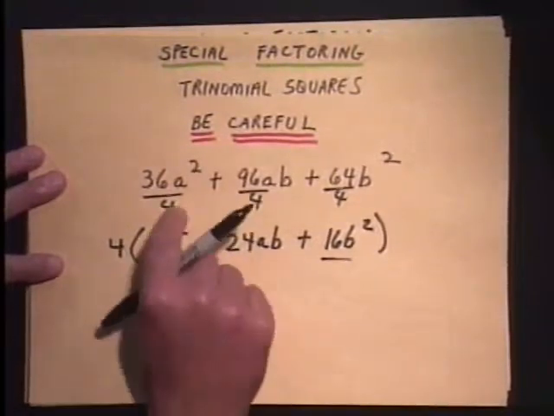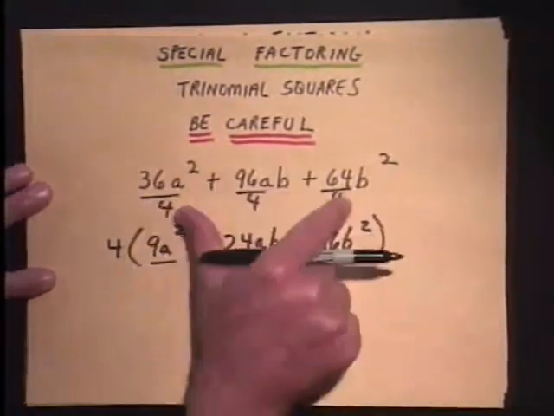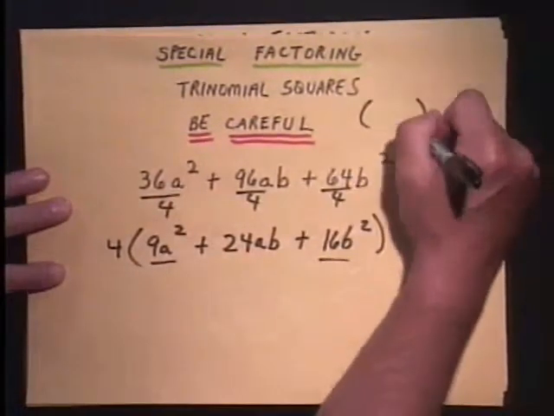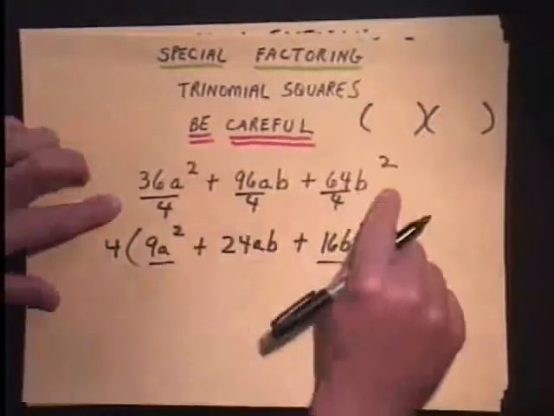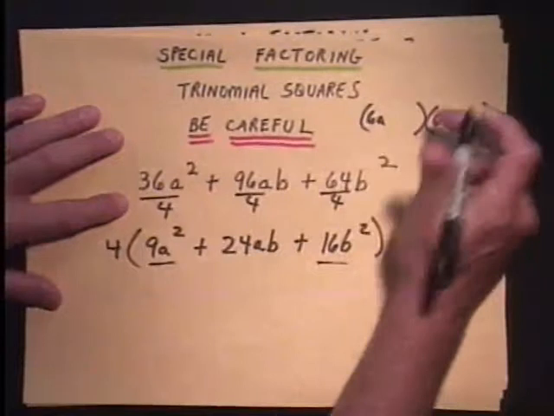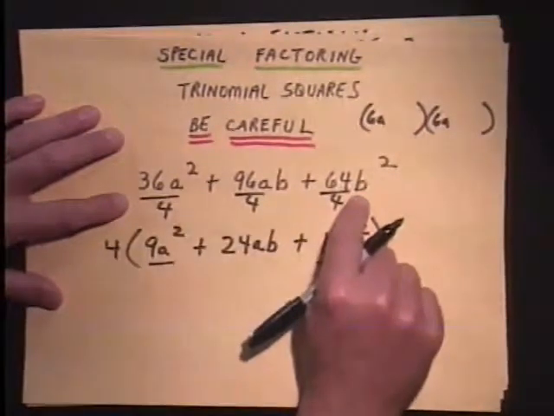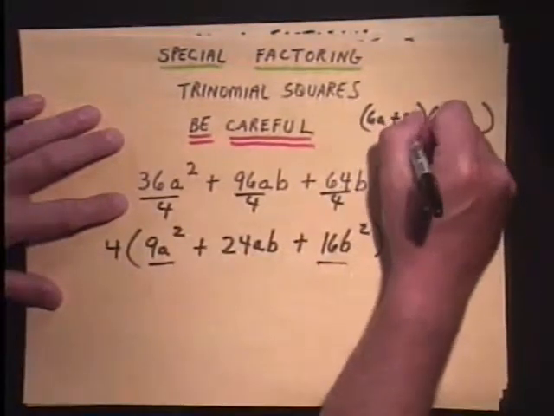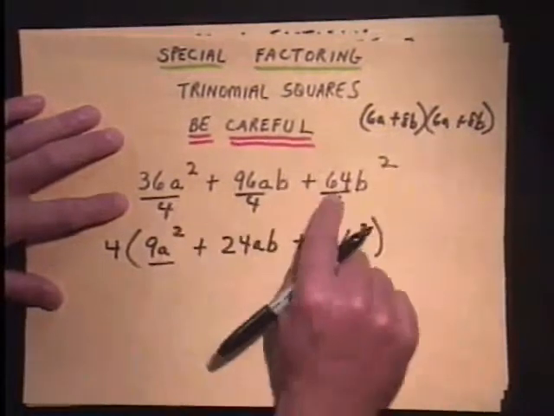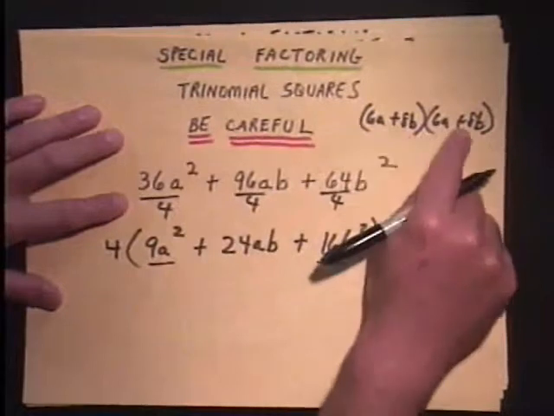Now, what if I would have gone up here and just started factoring that without taking out the 4? Let's see what would have happened. And I'll show you real quick here. If we would have done that, to get 36a squared, you would have said 6a, right? To get the 64b squared on the end, you would have said plus 8b plus 8b, right? And this would FOIL back to give you this. Now, what's wrong with this answer?